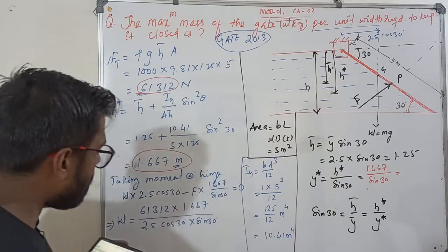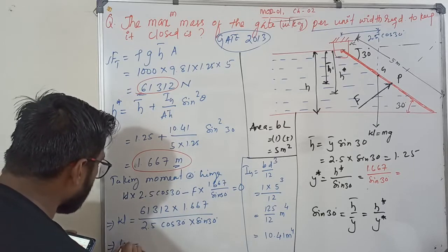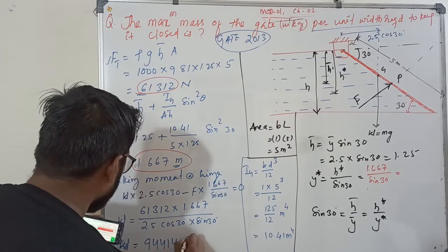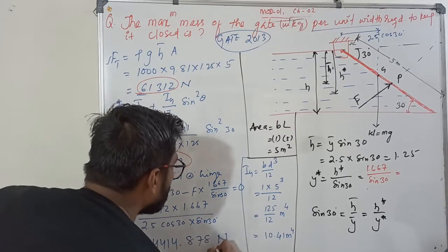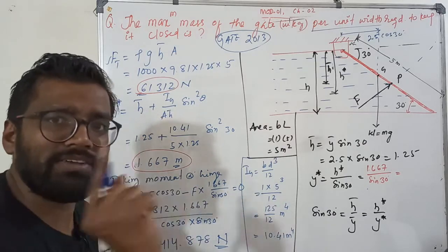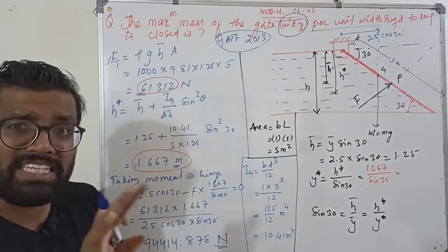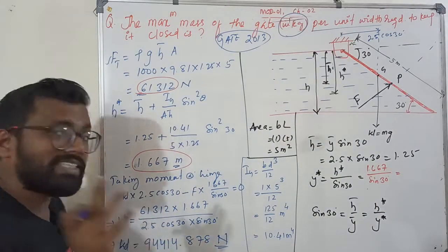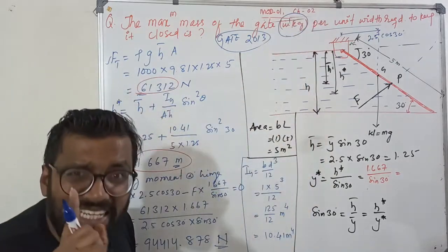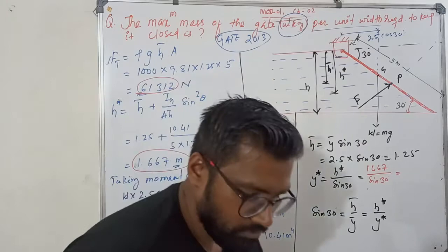So I got W value, weight of the gate, to be 94414.878 Newton. See, mechanical engineers, civil engineers who are writing gate, they are asking the answer in terms of kg, not Newton. Don't write this answer in exam, you will get wrong answer. They are asking kg. Got it? So you have to convert this to kg.